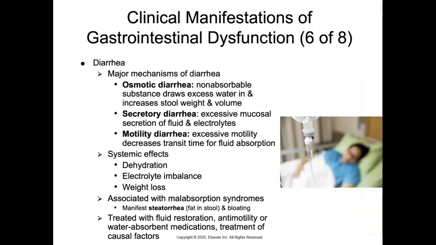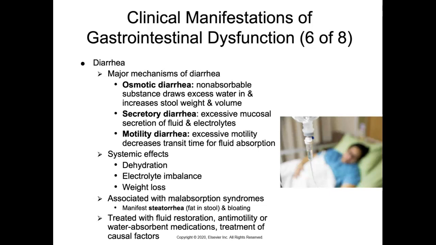Now let's discuss the major mechanisms here. First, we have osmotic diarrhea, and this is going to be when we have non-absorbable substances that draw that excess water into the intestines and increases the stool weight and volume. And so this in turn is going to cause large volume diarrhea.